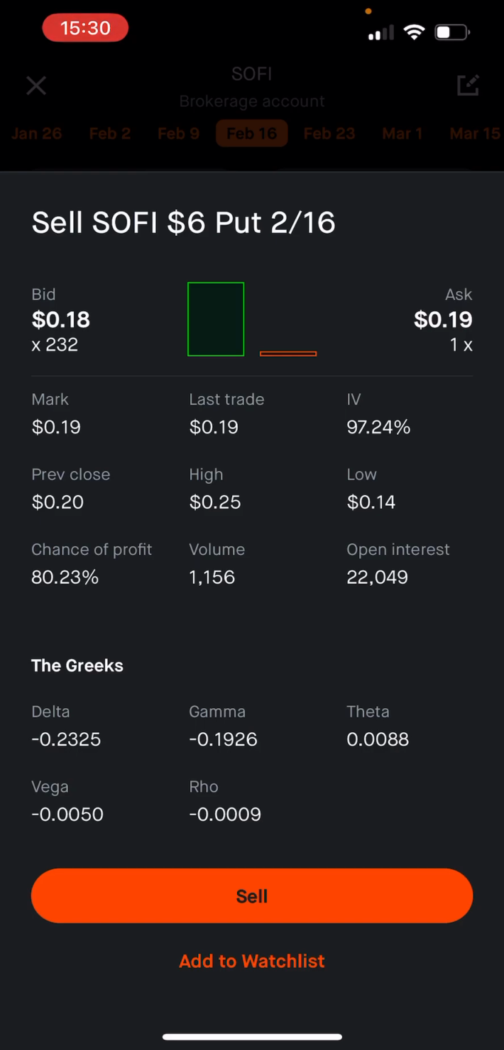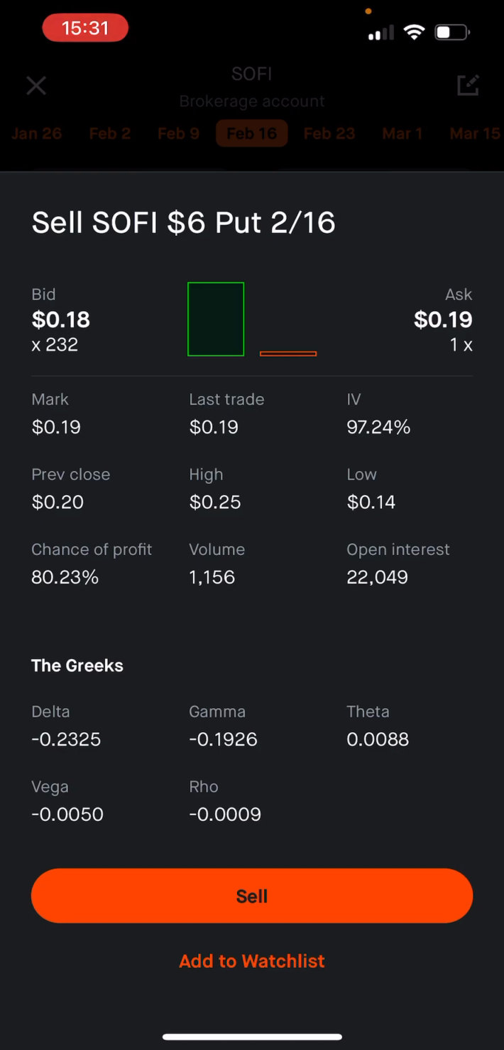If you take the inverse of that, that's the percentage of you winning the trade. So you have about a 77% chance of winning the trade. If the delta was at 0.1, you'd have a 90% chance of winning the trade. So the lower the delta, the higher your chance of winning the trade, or of it not reaching $6. So it has a 77% chance of not reaching $6, or a 23% chance of reaching $6 by February 16th.